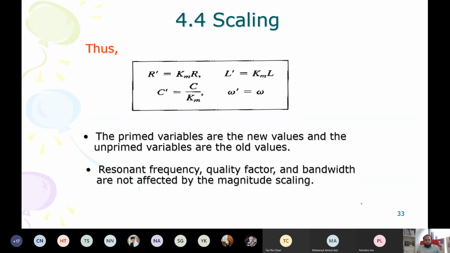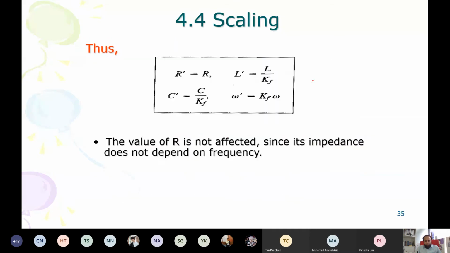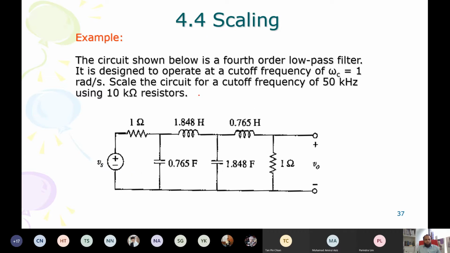The good thing is for just scaling, the omega remains the same. The frequency does not change, right? And in frequency scaling, what was that? Yeah, R value is not affected because R does not depend on frequency. Although L and C will change. And this is for simultaneous magnitude and frequency scaling. So I don't know if I'll give these formulas to you or not. I'm not sure right now, but I might not give the formulas for these.